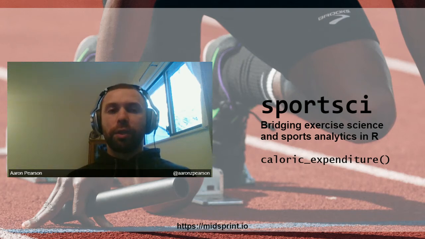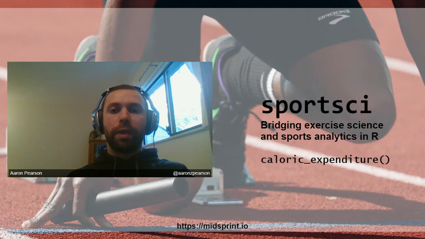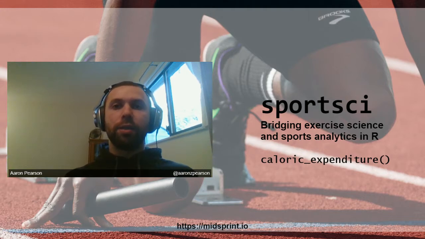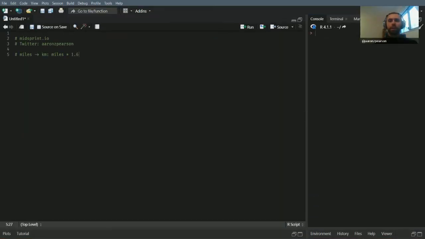and exercise science in R. Today we're going to be covering caloric expenditure, and we're going to be calculating this using VO2 max estimates, and then converting that into calories that we've expended over the course of a 10-kilometer race. So we're going to start here.